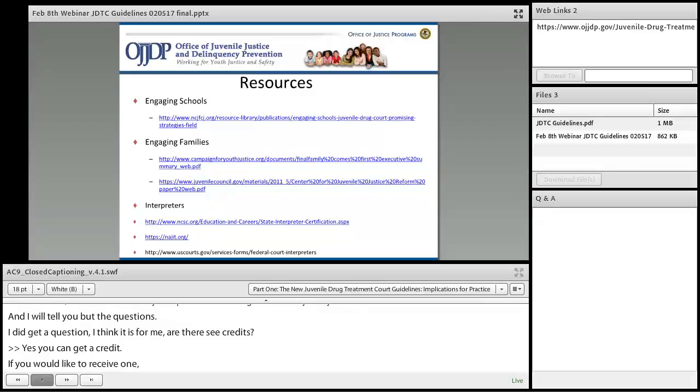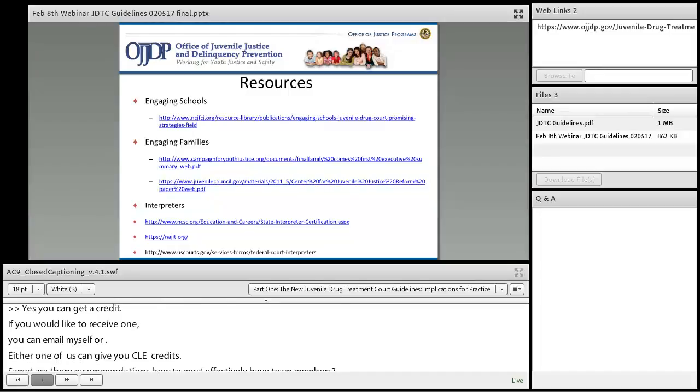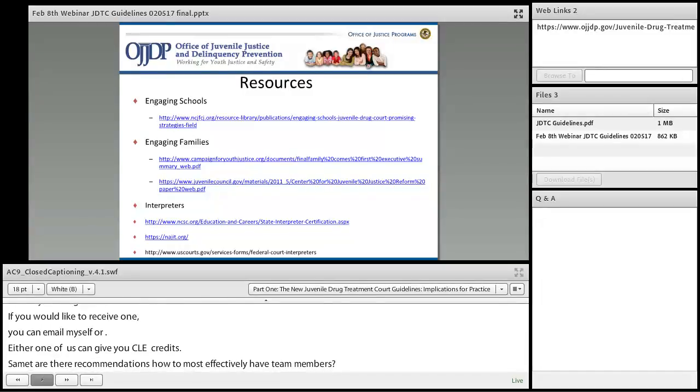All right, the question: are there recommendations about how to most effectively determine team members? In some jurisdictions, there are various entities to choose from. So Roger, when you were looking at the research, did you find anything about team members that are really specific to juvenile drug treatment courts?